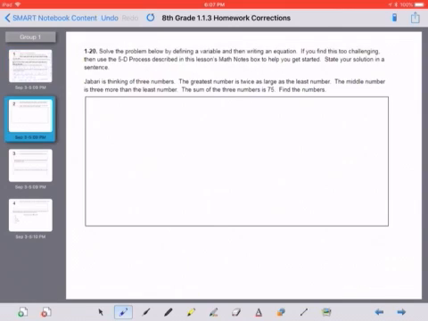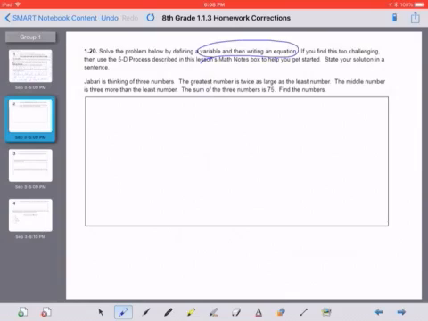The next problem is a review from last year. It says solve the problem below by defining a variable and then writing an equation. If you find this too challenging, then use the 5D process described in this lesson's math notes box to help you get started. State your solution in a sentence. So in this problem, several of you got the problem right. You just didn't follow the instructions where it said to define a variable and then write an equation.